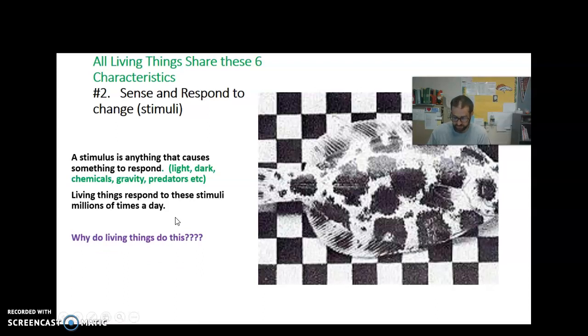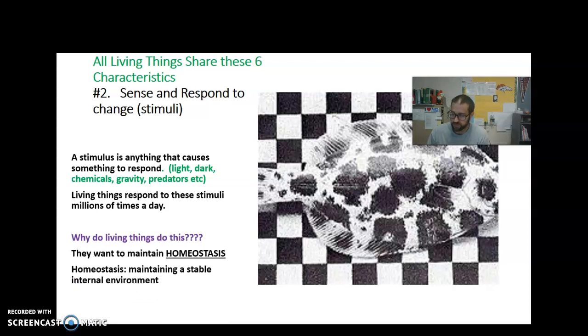So why do living things do this? So here comes a vocab word. They want to maintain homeostasis. So homeostasis, that is when something is maintaining a stable internal environment. You try and keep your body temperature by shivering if you're too cold, sweating if you're too hot. You're trying to maintain a stable internal environment in your body, and all living things are trying to do this.